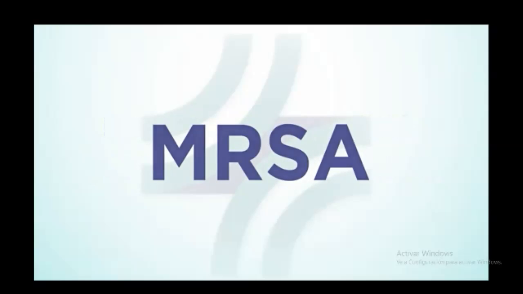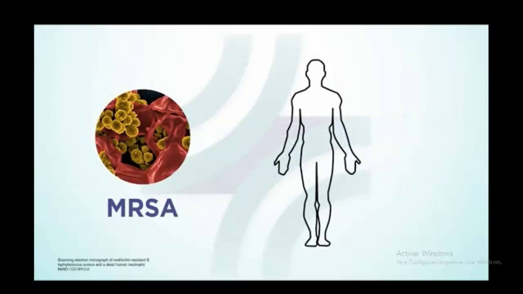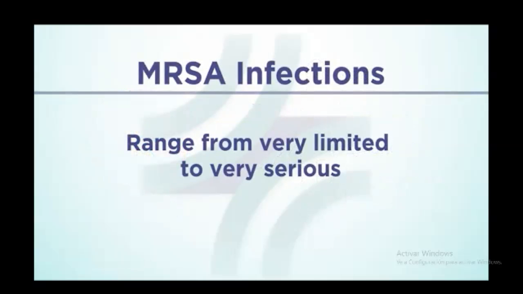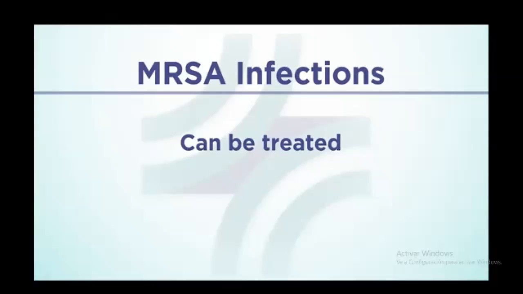MRSA can cause infections in different parts of the body, including the skin. MRSA infections can range from being very limited to very serious. What makes MRSA different from other forms of staph is that it cannot be killed by a number of commonly used antibiotics. This has led to this organism being called a superbug in the media. It's important to know that there are treatments for MRSA, and we commonly take care of this infection at the Beacon Center.